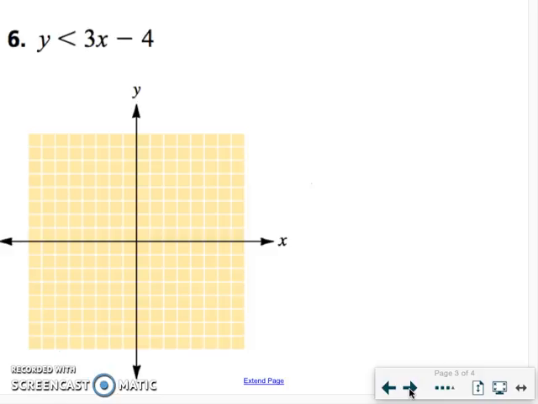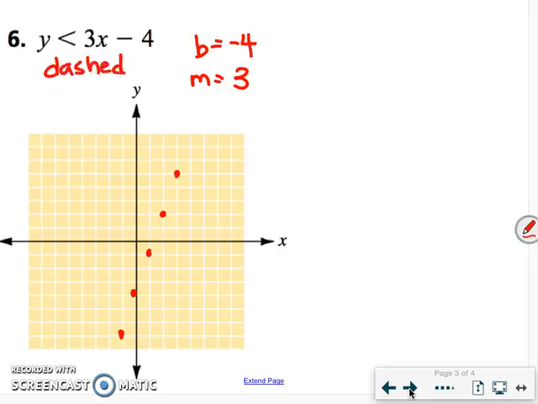All right, next one. We have y is less than 3x minus 4. So our y-intercept is negative 4, and our slope is 3. So we start at negative 4, and then we move up 3, forward 1, up 3, forward 1, up 3, forward 1, and then we can make the same kind of movements backwards, down 3 and backward 1. Just plotting points first, and we want to take a look at the symbol. Our symbol is less than, so there's no equal part. So we are going to have a dashed line.